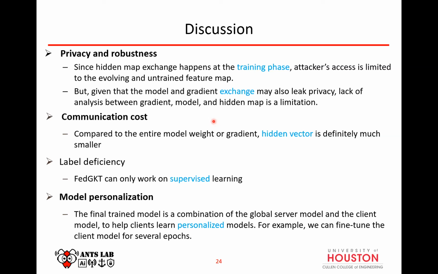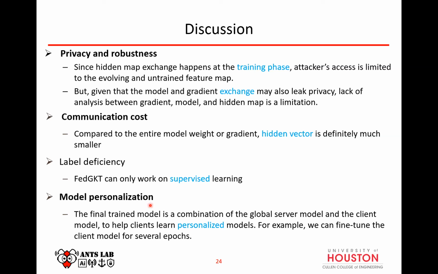And the other problem is the label deficiency. So the FedGKT has one drawback. That is, it can only work on supervised learning. The reason being the cross entropy loss that we just saw earlier. The cross entropy loss needs the labels because it tries to minimize the difference between the ground truth and the soft labels. So without the labels, this cannot work. So that's why for now, this can only work for supervised learning settings.